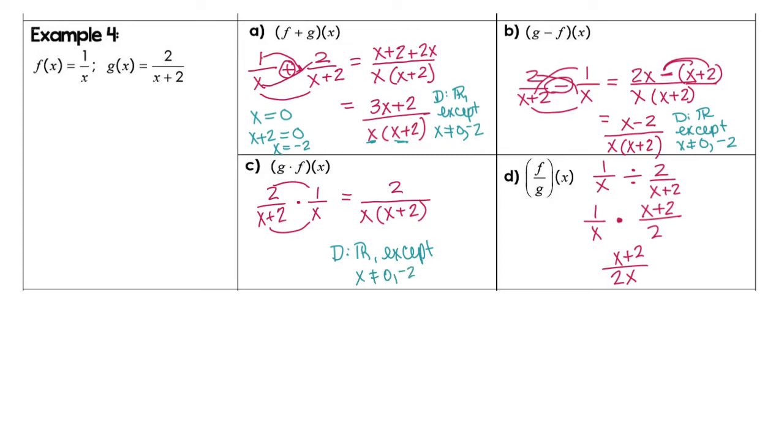And now notice on part D, though, that denominator is different. So here we're going to take that denominator, set it equal to 0. So x is 0. And so for this one, the domain is going to be all reals, except when x is 0.